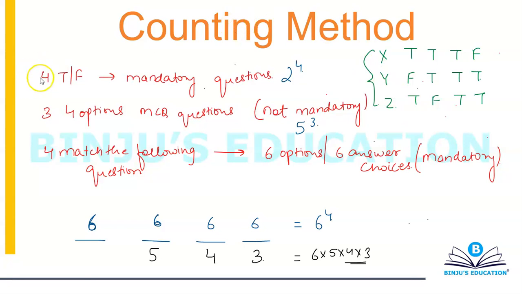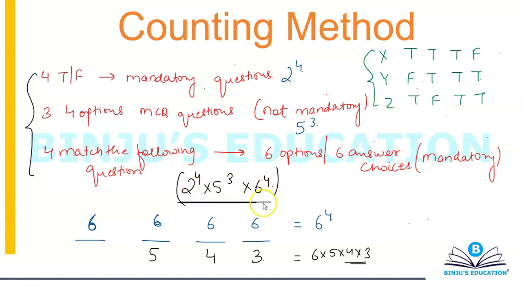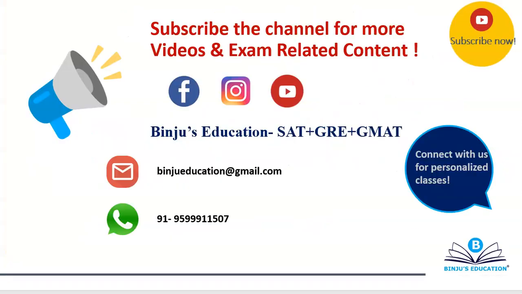Now for all these 11 questions, what are the total possible ways? You need to mark the first true and false. You have to attempt or not attempt the next 3 MCQ, and you have to attempt all the 4 match the following. So when you're using the word and, it's 2 to the power 4 into 5 to the power 3 into 6 to the power 4. So basically it all depends upon what the question is and how you process the information. As far as the basics is concerned, this is more or less everything that you need to know.